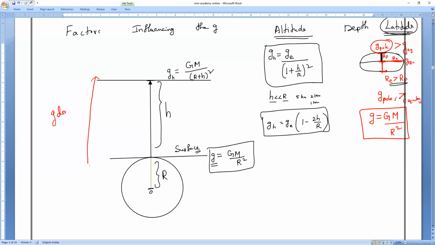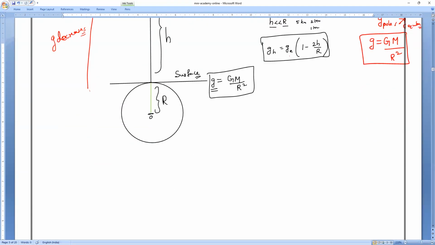Yesterday I taught you. The g value decreases, it keeps on decreasing. Okay. So now let us solve how to find the relation. This is the formula. So just divide. We have two equations now.